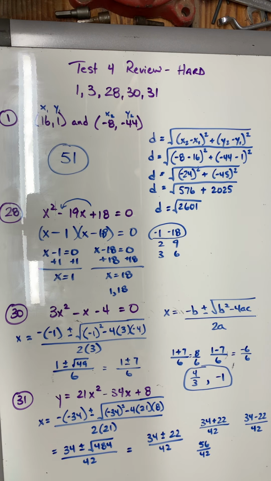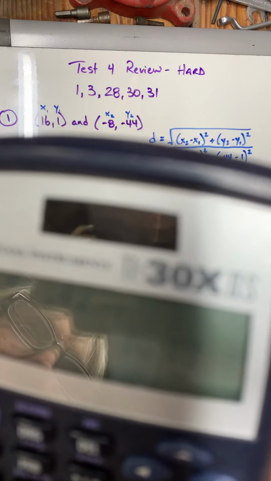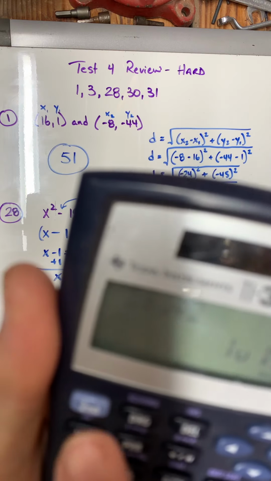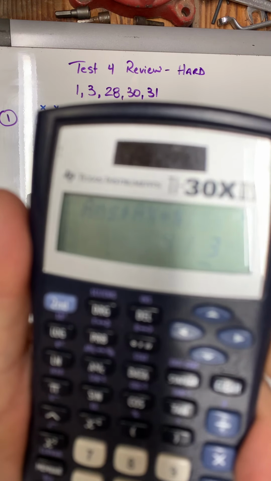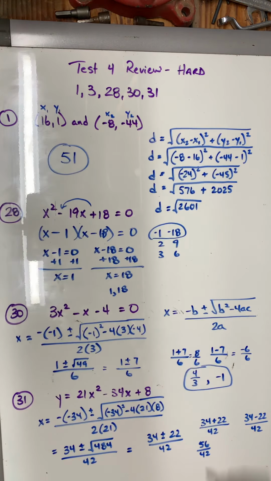If you put that in your calculator as a fraction, 56 fraction 42, you'll get a mixed number, right? But you can do second ABC equals, and it converts it into an improper. I don't know if you can see that, but anyway, it ends up being 4/3 for the first answer. And then here I have 34 minus 22, which is 12 fraction 42, and that gives me 2/7. So those are my two answers.